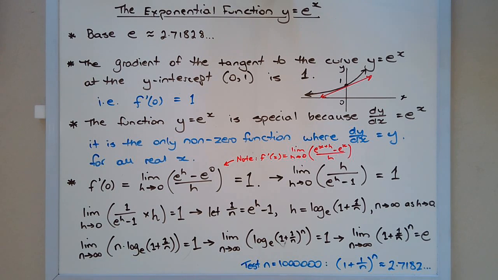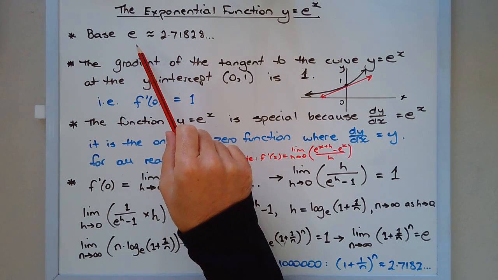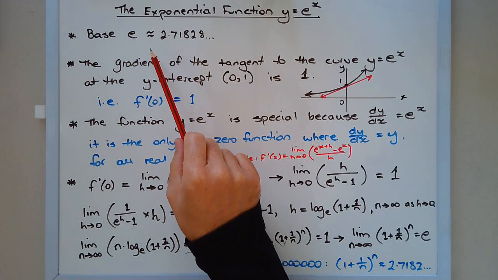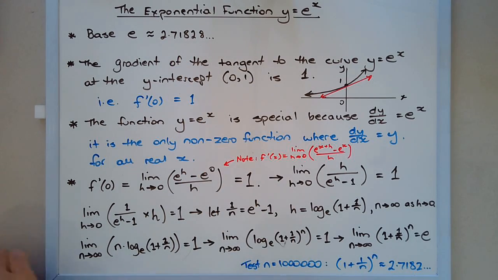The exponential function y equals e to the power of x. Now this function is special for a whole number of reasons, but I'm going to talk about what makes this function so special from the point of view of calculus. Firstly, the base e is an irrational number that's approximately equal to 2.71828.